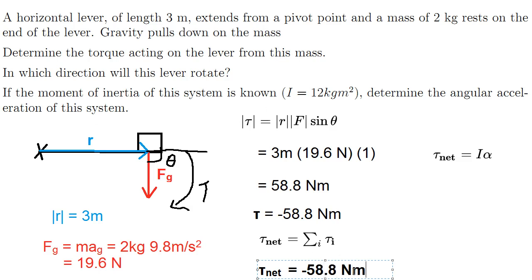all I need to do is write it down. So right here, we have the net torque. So we're done this one. Since our net torque is negative, it's going to indicate the direction that we're rotating in. So this will be clockwise.